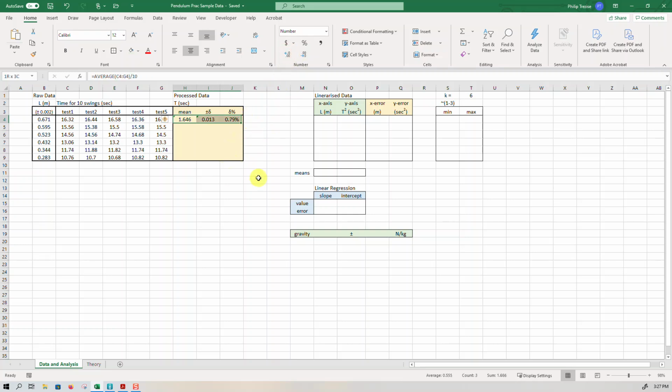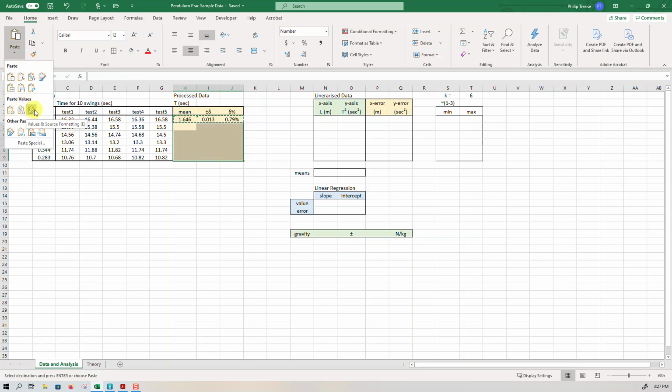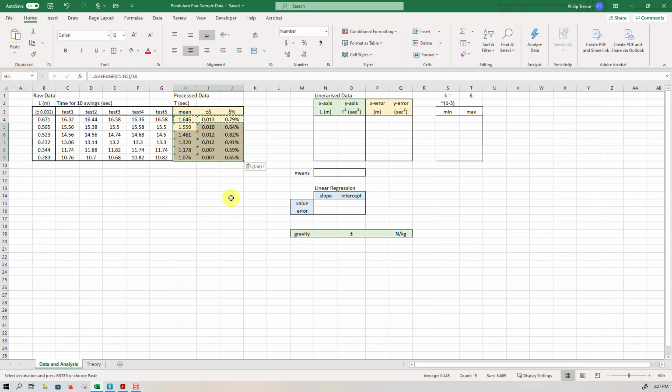Now, if I highlight those and press Control C, and then I highlight this area, I can paste, that's the one, paste formulas. And it copies the formulas and does that for me nicely. Good.